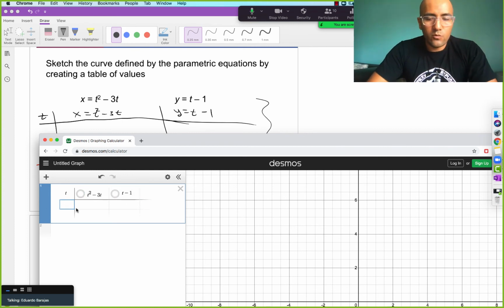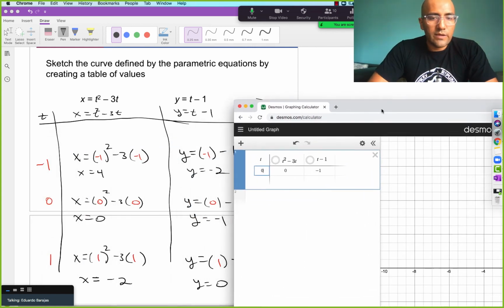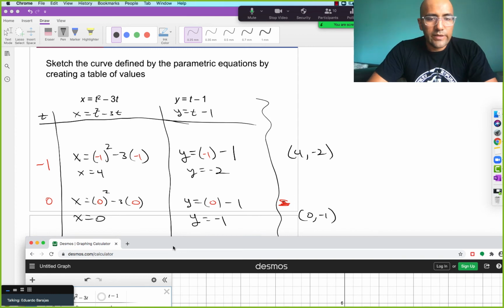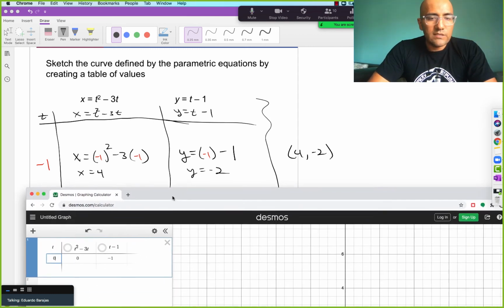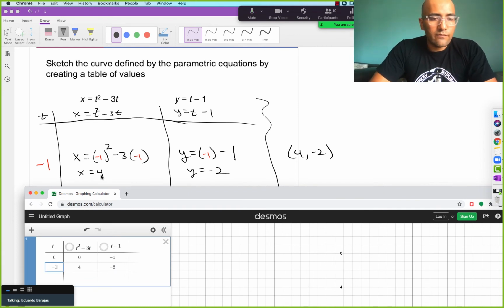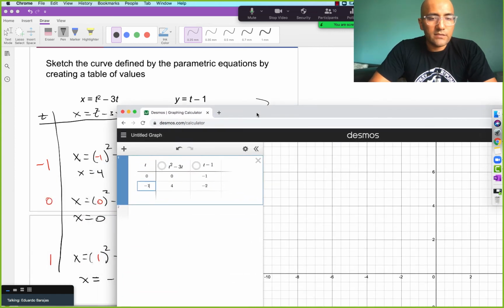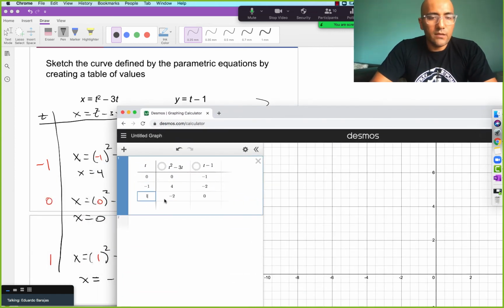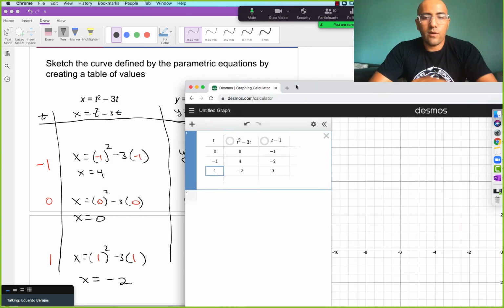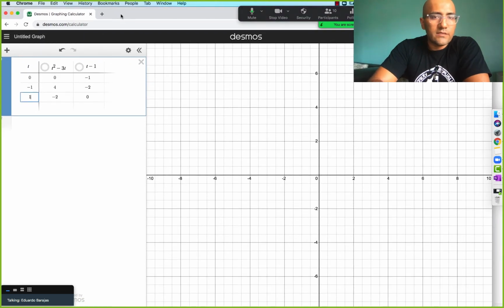Okay, so for example, when t was 0, we had a 0 and a negative 1. And when t was negative 1, we got a 4 for the x coordinate, and we had a y. Okay, so these are my x's and my y's. And then lastly, when we had a 1 here, we had negative 2 for x and 0 for y. Okay, so then this is helping me figure out all my x coordinates and my y coordinates.